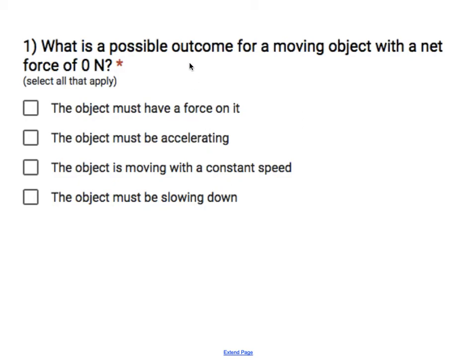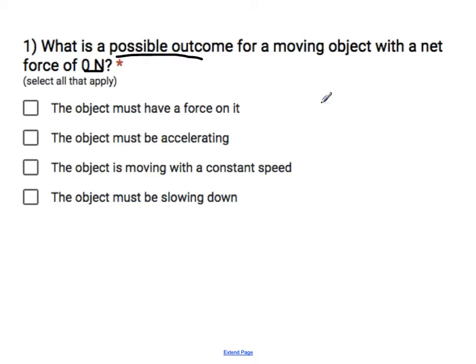This is the solution video for the multiple choice. For this one, what is the possible outcome? So the keyword here is "possible." Outcome for a moving object with a net force of 0 newtons. So this question is asking you, of course, about translational equilibrium, when all the forces cancel out.